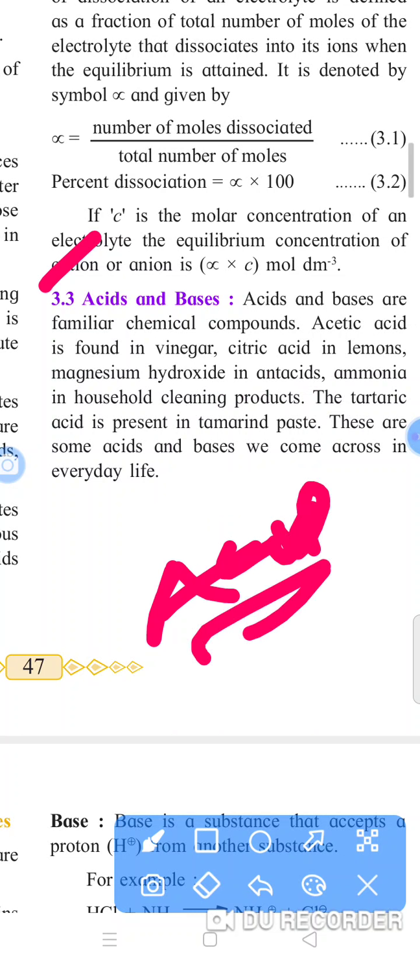We come across citric acid, which is present in citrus fruits and lemons. We come across magnesium hydroxide, which is present in antacids. Ammonia is a base, and magnesium hydroxide is also a base present in antacids. Ammonia is present in household cleaning products. Tartaric acid is present in tamarind. So these are the acids and bases.